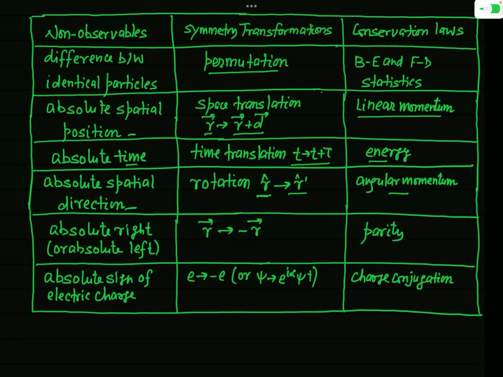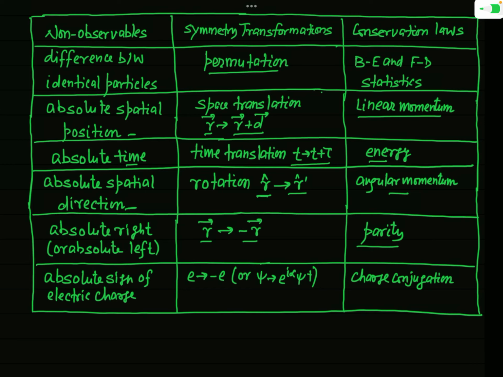Now the next non-observable is absolute right or absolute left. It means this will be just a mirror reflection. r is changed to minus r. This is the symmetry transformation, and this leads to conservation of parity.